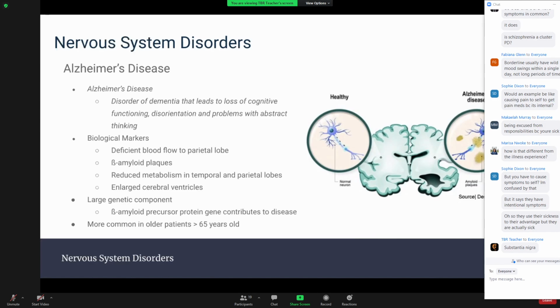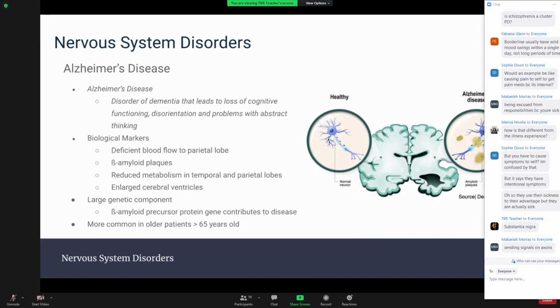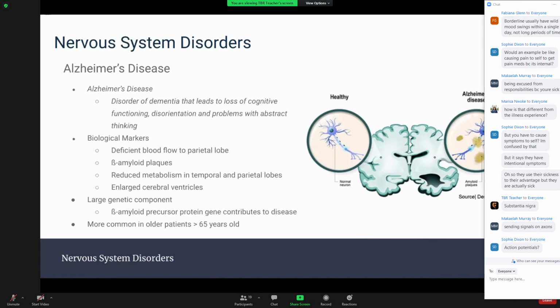Just by looking at this diagram, especially the one on the right, what is one of the steps in the transmission of neurologic impulses that might be interrupted by the beta amyloid plaque? Action potentials. Exactly. The one that I'm thinking of is saltatory action potentials as it hops in between each one of the gaps.